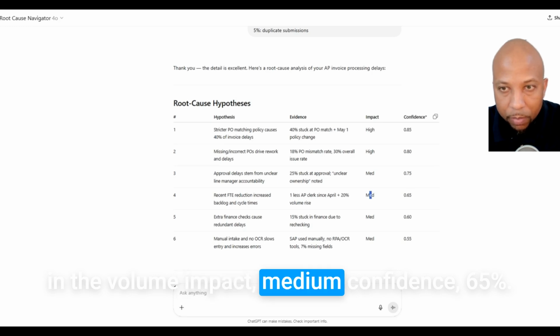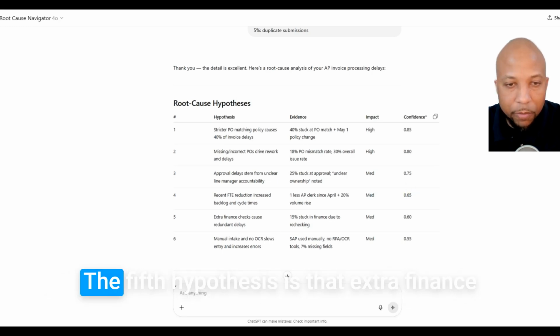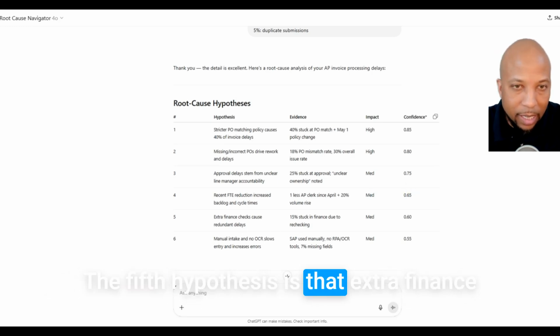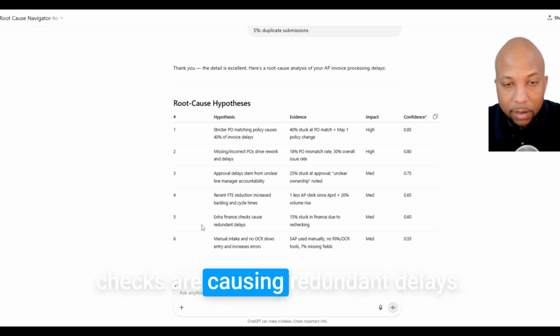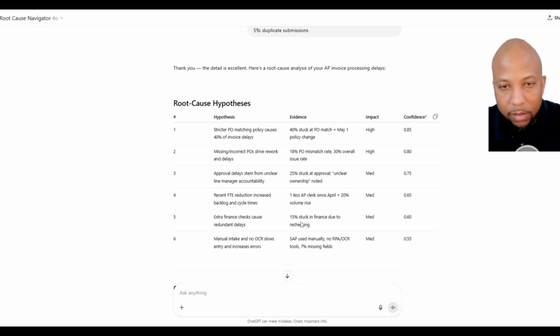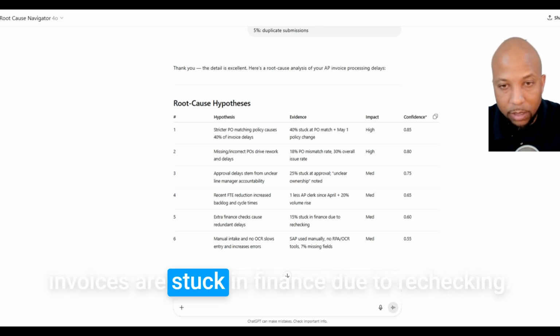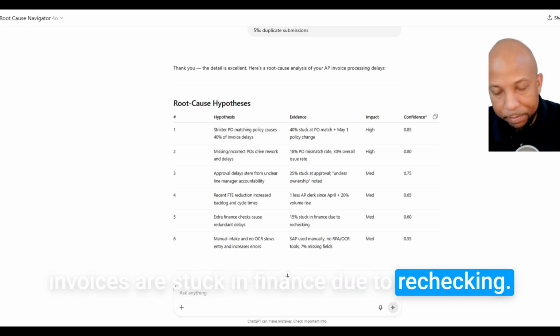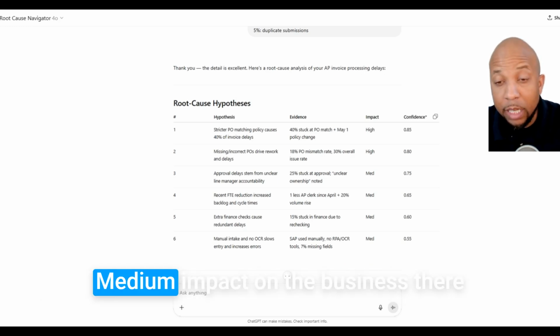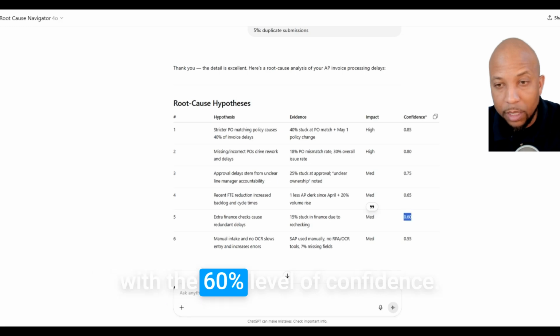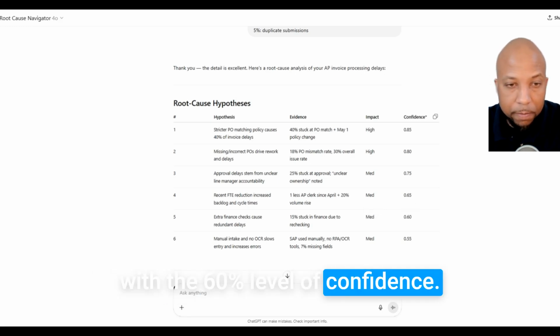The fifth hypothesis is that extra finance checks are causing redundant delays. The evidence for that is that 15% of the invoices are stuck in finance due to rechecking. Medium impact on the business there, with a 60% level of confidence.